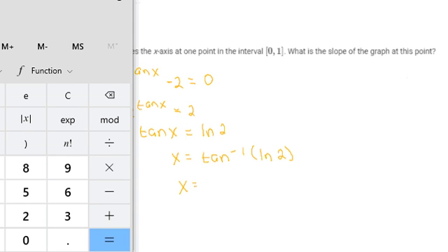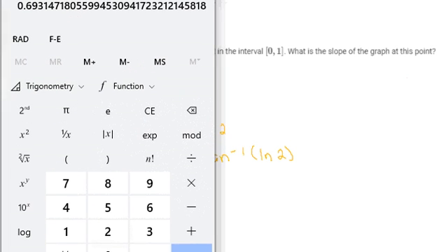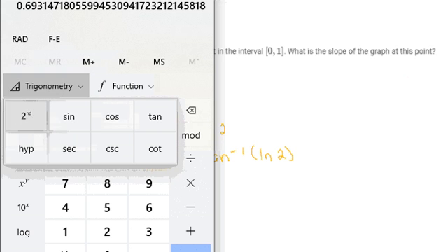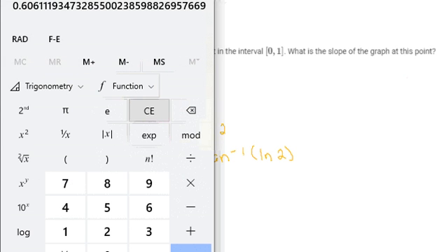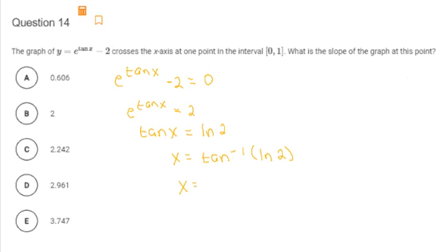Okay, now I have my calculator up here. So x is equal to the inverse tangent of the natural log of 2, putting it in radians mode. There's our natural log of 2, and we want the inverse tangent of that. We'll call it 0.606. Now, that looks like an answer, but wait a minute. That's just the value of x when this function crosses the x-axis in that interval.